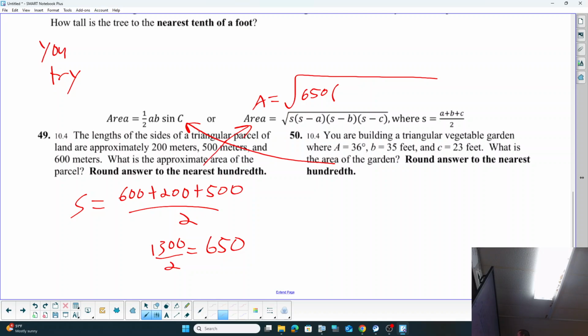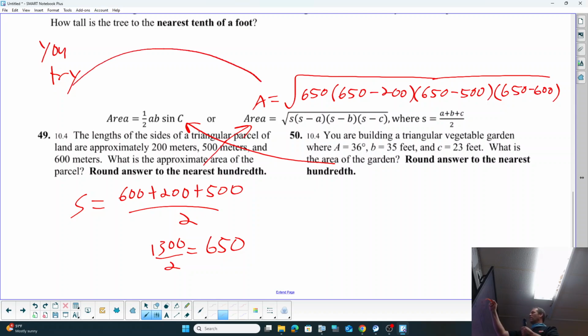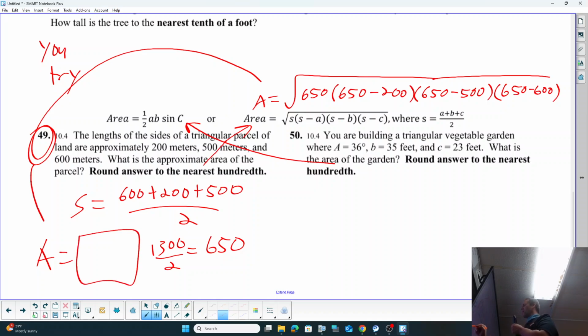Okay, so then you do 650 minus little a, which is 200, times 650 minus the next one, 500. And finally, the last one, 650 minus 600. So plug all that into your calculator, and that will give you the area for number 49. That'll get you the area.